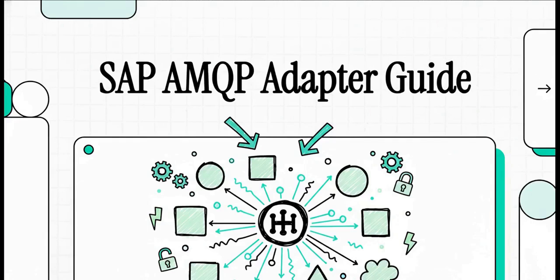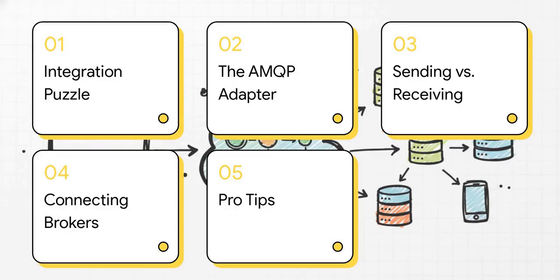So how do your big, important SAP systems actually talk to all the other applications you're running without turning into a complete nightmare? Well, today, we're going to pull back the curtain on the SAP AMQP adapter. It's basically the key that unlocks smooth communication between your SAP world and everything else. Let's jump right in.